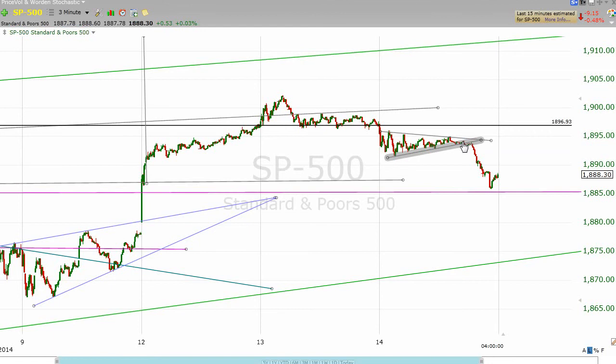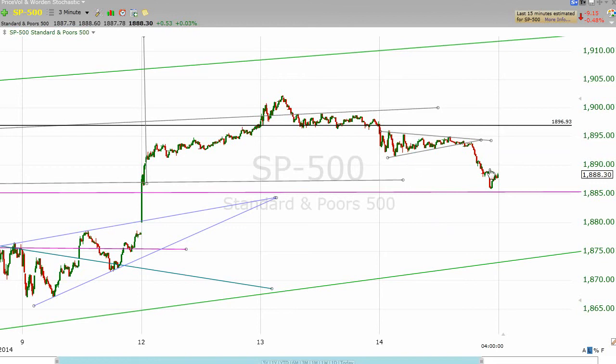Now this very small pattern really doesn't have much of a target at all. It's only the height of this pattern. So we're done with what we would expect from this very small triangle.